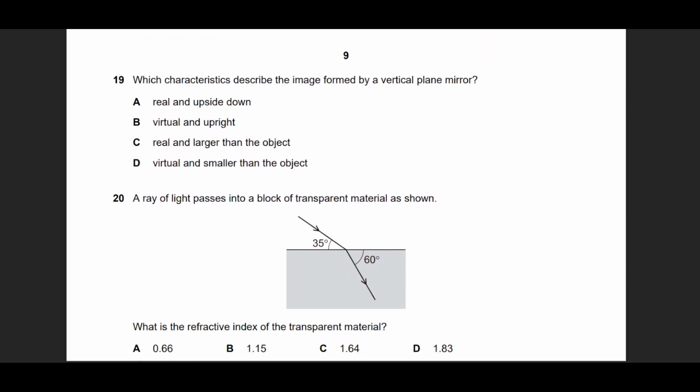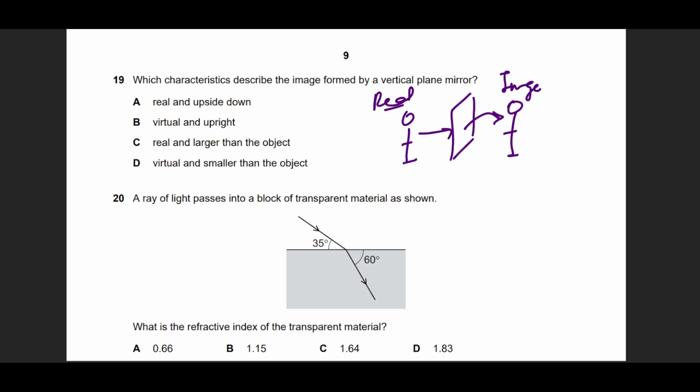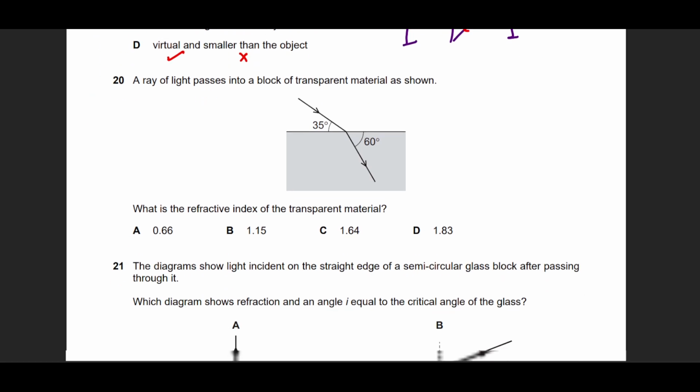Which characteristic describes the image formed by a plane mirror? Now this is a plane mirror, right? You're standing in front of it. What sort of image do you see inside the plane mirror? So this is the image. This is the real object, right? So the image is real? No, it's virtual. Again, based on memory. It's upside down? Incorrect. It's upright. Yes. It's not real. It's not larger. It's virtual. It's not smaller. So the best answer is option B. Whatever you see on the outside is exactly copied on the inside. That's why a plane mirror is there.